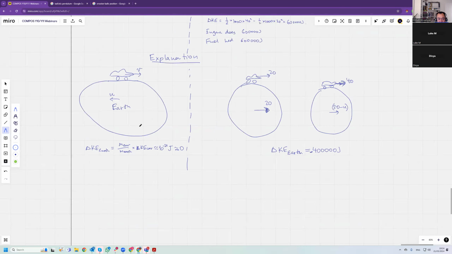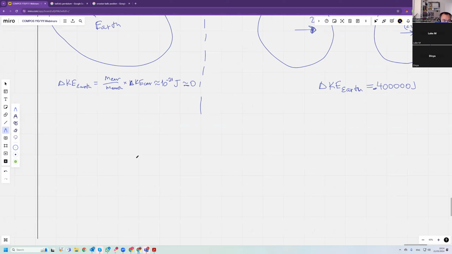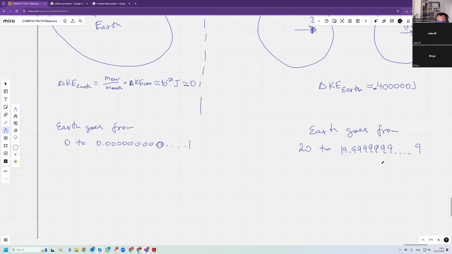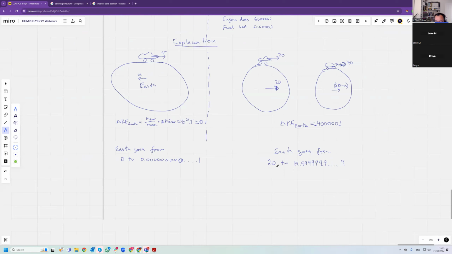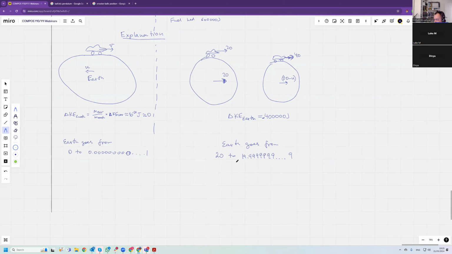Yes. So in this case, the Earth goes from 0 to 0.000000000 21 zeros 1. But here, the Earth goes from 20 to 19.999999999999921 nines. Even though the change in speed is the same, the change in energy is very, very different.